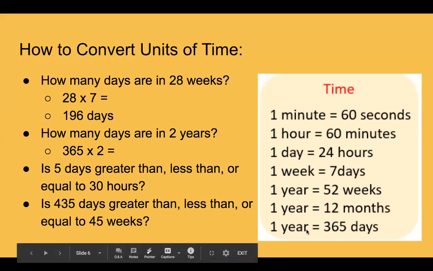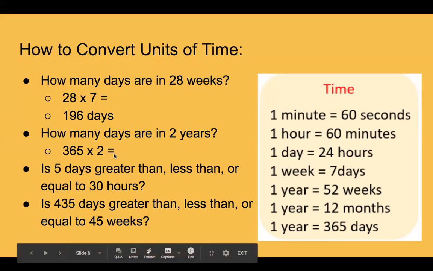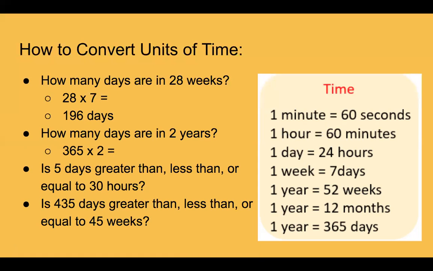1 year is equal to 365 days. So if I want to know how many days are equal to 2 years, I have to multiply 365 times 2. Or you can do, again, addition, 365 plus 365. But I do want you guys to try to get in the habit of multiplying. So if you can multiply, use partial products, you can do 2 times 5, 2 times 60, 2 times 300, and then add the parts together. So go ahead and try 365 times 2.